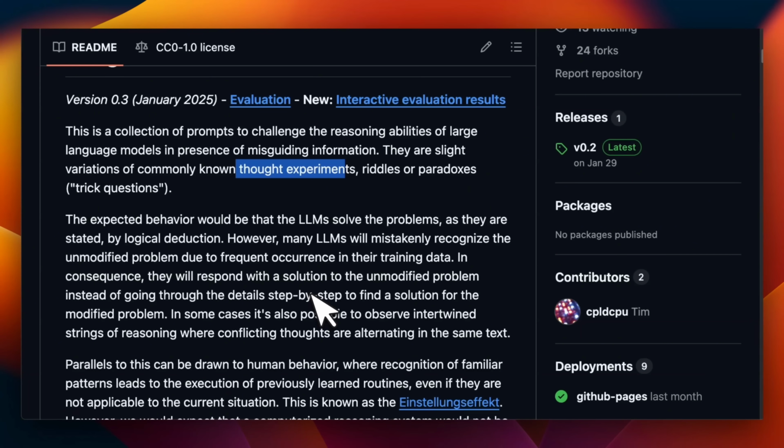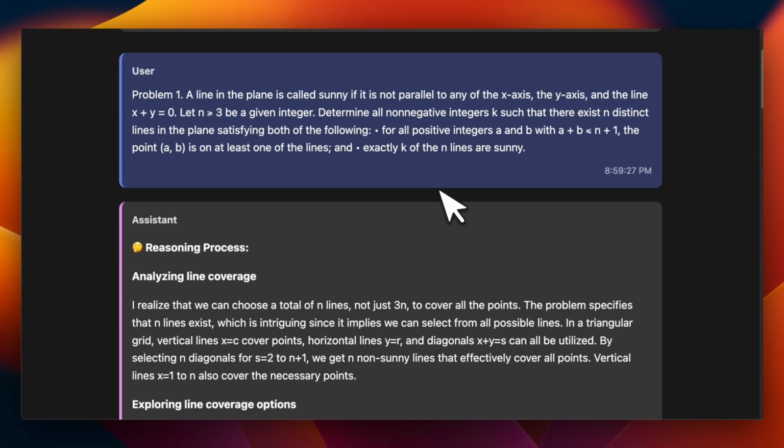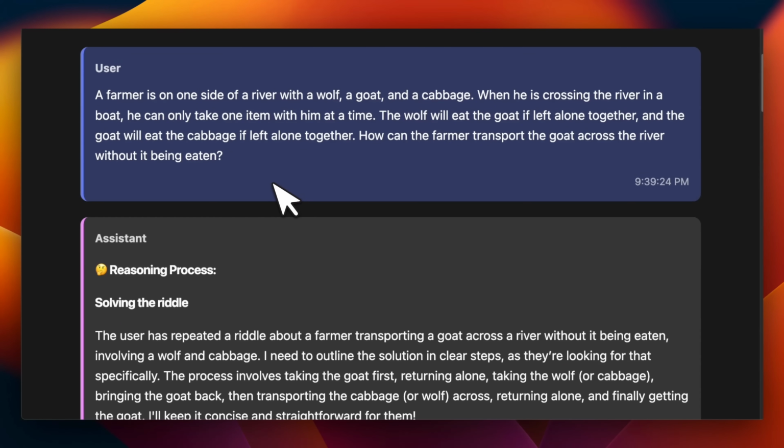The question is, if you were to change the wording of these well-known thought experiments, will the model actually focus on the modified wording of the question, or is it going to go back and simply look at its training data and try to answer it? So in order to test this, I picked one of the problems that every LLM I have tested so far has trouble with.